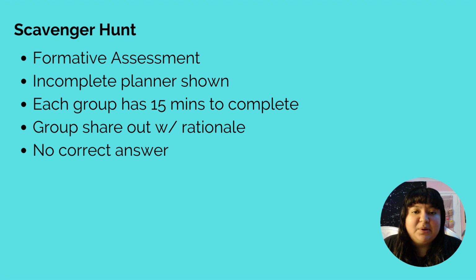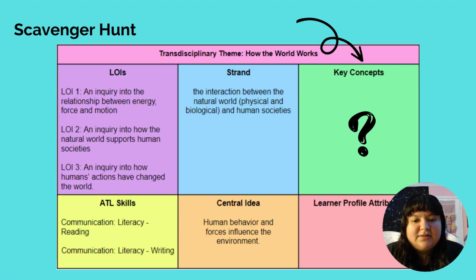Now that we've reviewed the components of a unit planner, we're going to dive into this scavenger hunt, which is a formative assessment to see if teachers in groups can discuss and decide which terms would be the best to make a more cohesive unit. This is an incomplete unit planner for how the world works at a 2nd grade level. Key concepts has been erased and highlighted for teachers to work in their groups to figure out 2 to 3 concepts that would best fit this unit. There is no correct answer because it is all about the rationale.